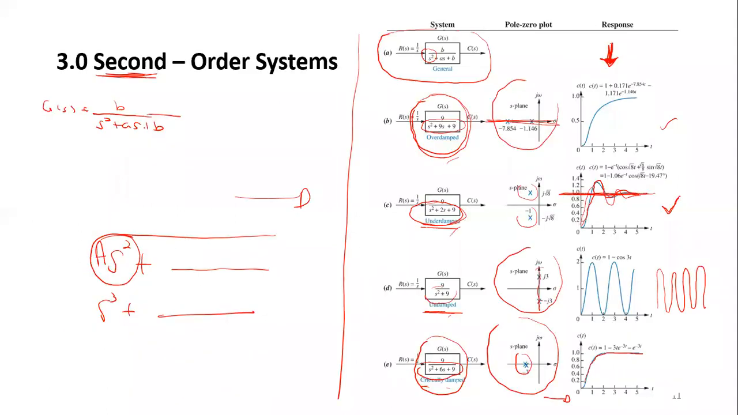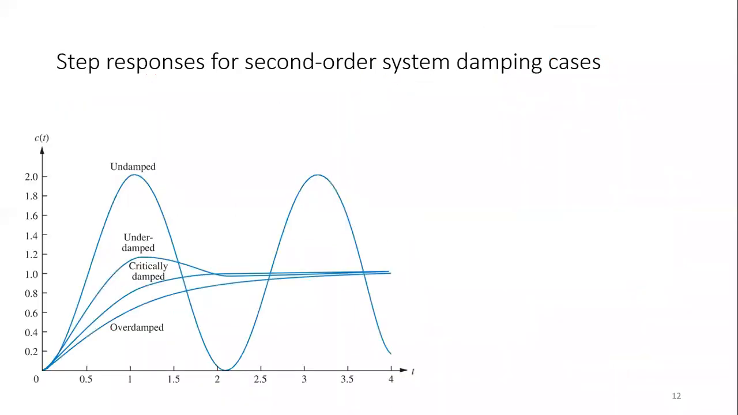Alright, so these are the step responses for the second order system damping cases. So you have undamped here, which is oscillatory. So this is the one that we do not desire. Okay, so underdamped system, critically damped, and overdamped. So these are the responses you're going to expect for a second order system.